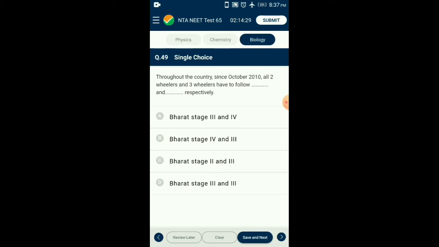Bharat Stage 3 throughout the country since October 2010 except 13 mega cities. Four-wheelers, Bharat Stage 4 in 13 mega cities including Delhi and NCR, Mumbai, Kolkata, Chennai, Bangalore, Surat, Kanpur, Agra, Lucknow and Solapur since April 2010. So the answer for this question is option A, Bharat Stage 3 and 4.